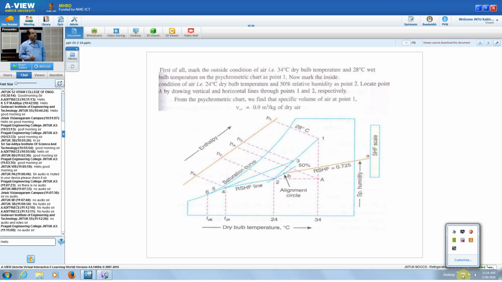Then from the psychrometric chart, we will find the specific volume at point 1. So where is point 1? This is point 1. The inclined lines are the specific volume lines. Right? That value is 0.9 meter cube per kg of dry air. It is there in the psychrometric chart. That's why if anybody has a psychrometric chart, please go through it. So we now have the specific volume at point 1 as 0.9 meter cube per kg of dry air. Next slide.